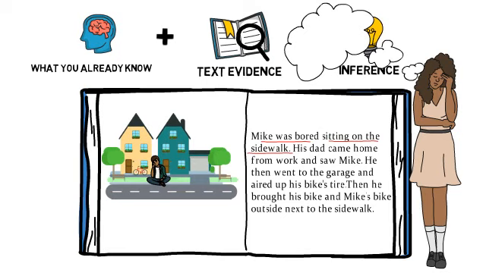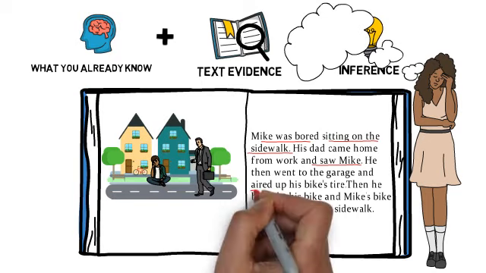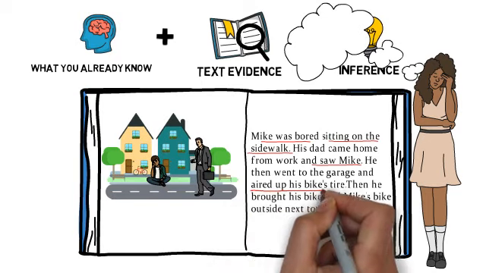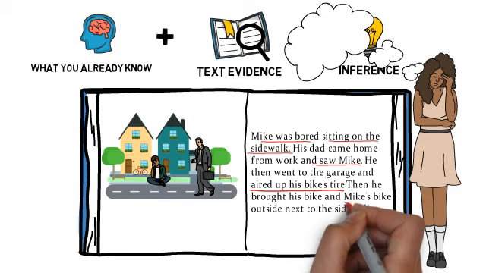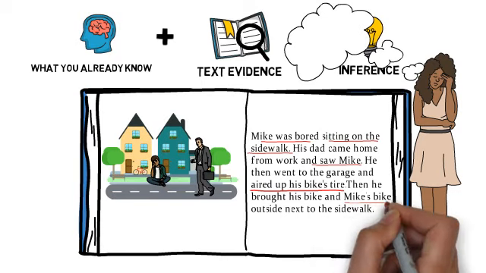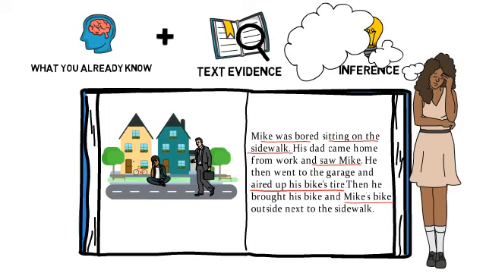His dad came home and he saw Mike. His dad must have seen his son was bored. Okay, what else? His dad went to air up his bike. Why? Why did he do that? Well, maybe it was flat. Nice. Keep going. Then he got his bike and Mike's bike and took them outside to where Mike was.